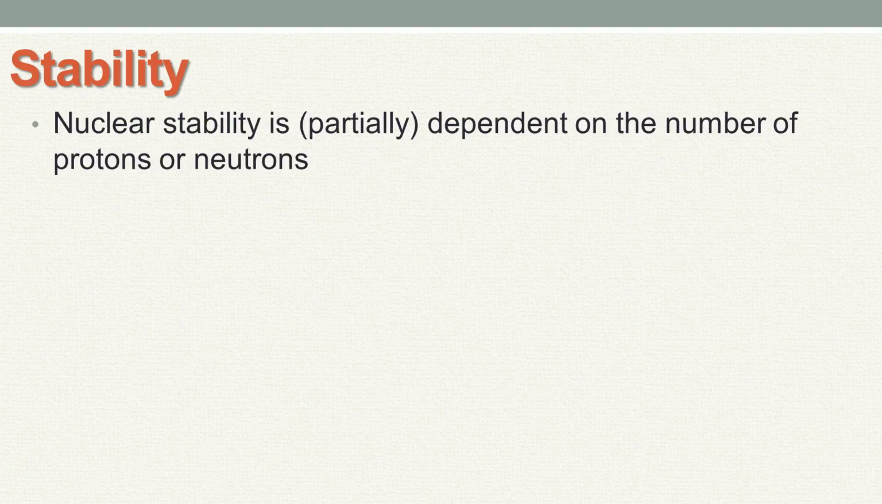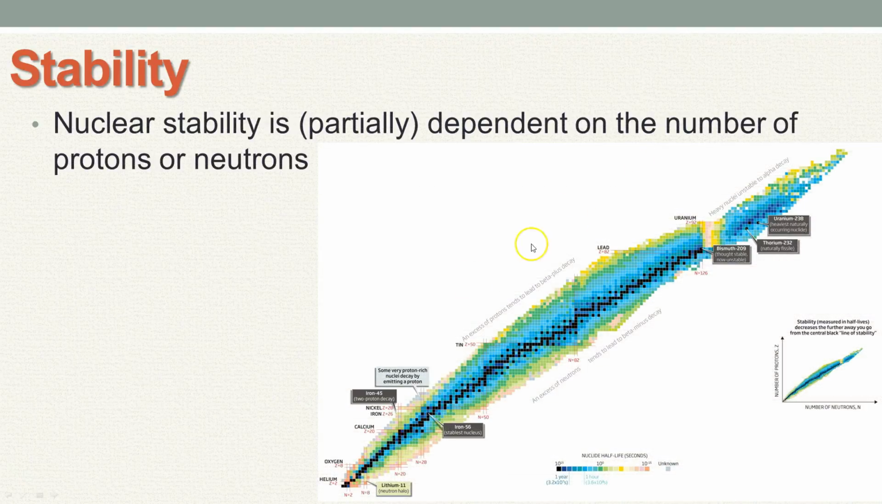Stability is dependent upon the number of protons or neutrons that we have. It's kind of an interesting graph. What's important is notice this little dark line that sort of runs through the middle here. The number of protons is going to be on the y-axis. Number of neutrons is going to be on the x-axis.